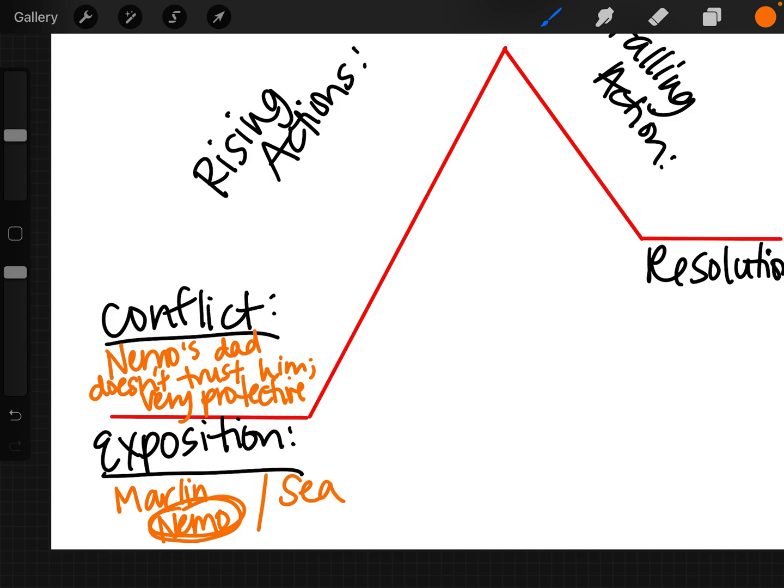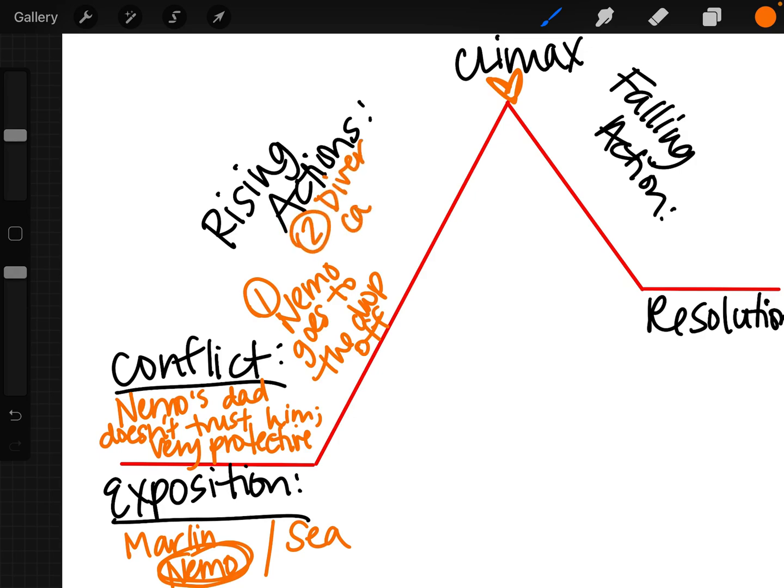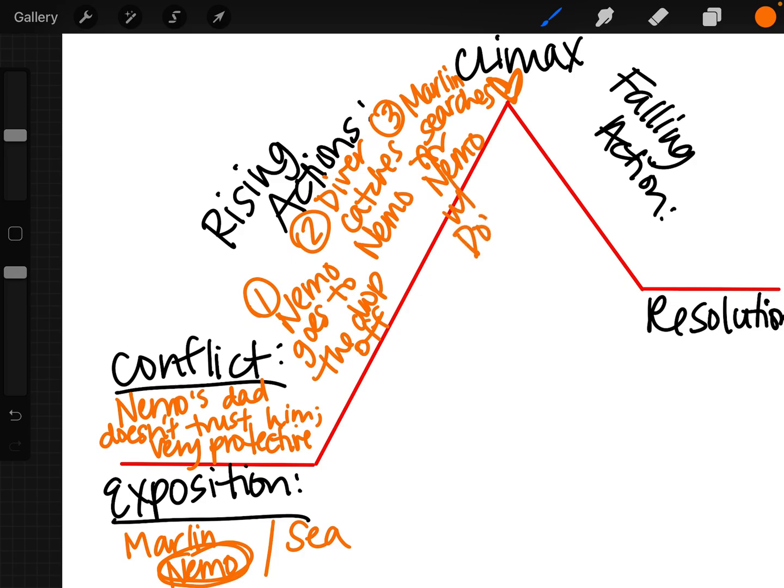Now, rising actions are events that lead to the game-changing moment. Sometimes it's easier to identify the climax when the main characters have a heart change and they're able to figure out what they need to do, okay? So, Nemo goes to the drop-off, okay? The diver catches Nemo. Marlin searches for Nemo with Dory. Okay, so my map is very short.